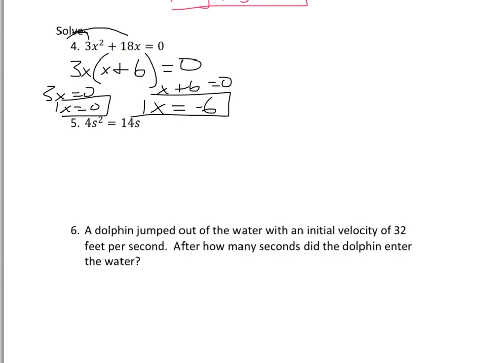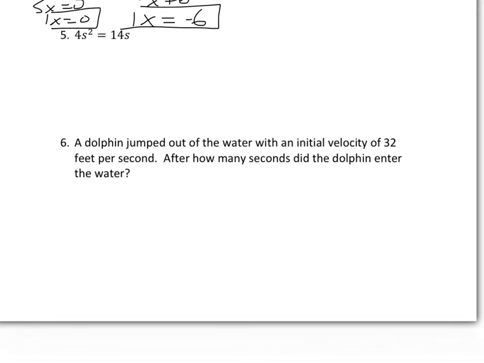That's solved. Same idea for number 5. The only difference with number 5 is that we have to get everything to the left side of the equation and set it equal to 0. Why do we do that? Well, because we want to set up the zero product rule.